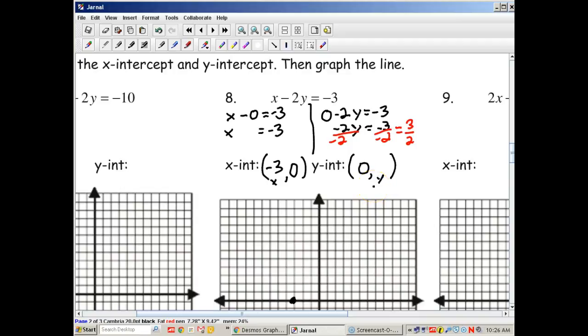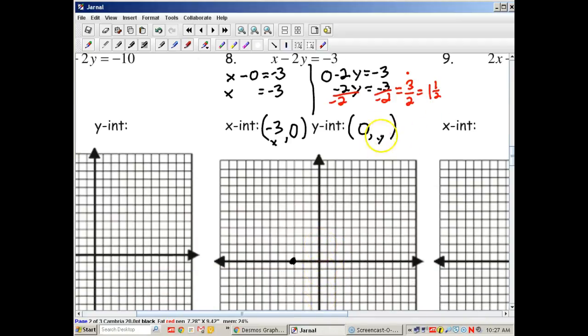And this is where you go back to the 4th grade and convert this to a decimal. So what's 3 over 2? 3 divided by 2 as a decimal, or a mixed number. 2 goes into 3 one time with a remainder of 1. So 3 over 2 is the same as 1.5. So you have to go to 1.5, 0, 1.5, which is right here.